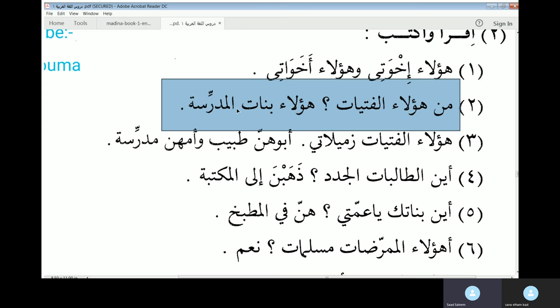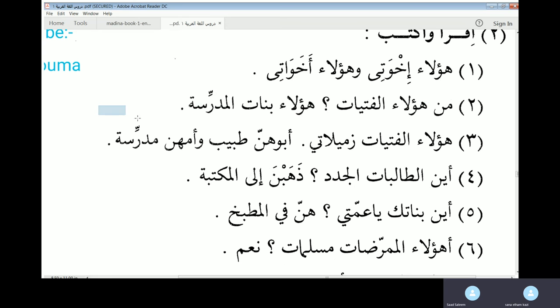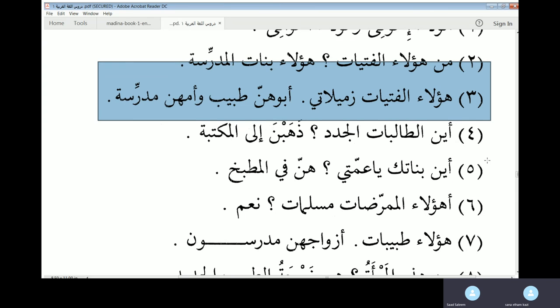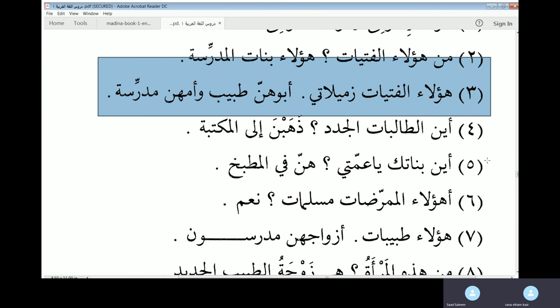Why am I using Dhamma on Banat? Because of Muzaf. Yes, because Banat is Muzaf. And what is its Muzaf? Mudarrisati, teacher. Next. Haulai fatayatu zamilati. These young women are my classmates.